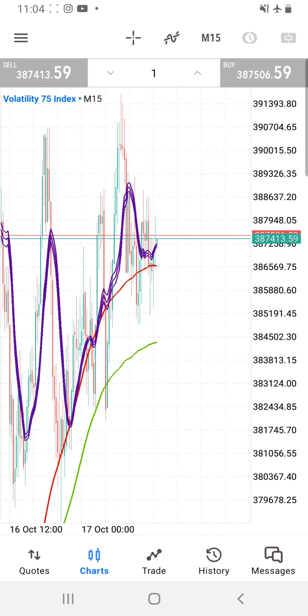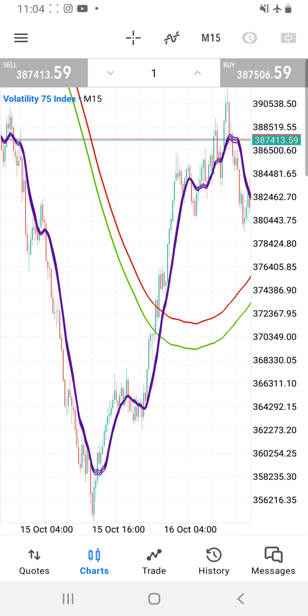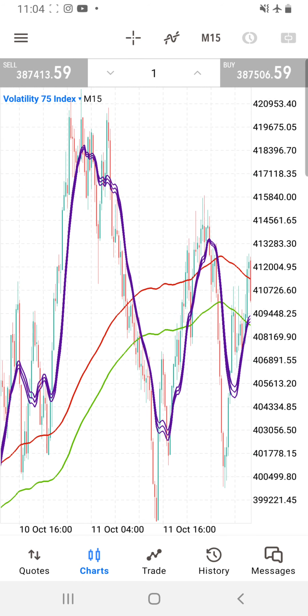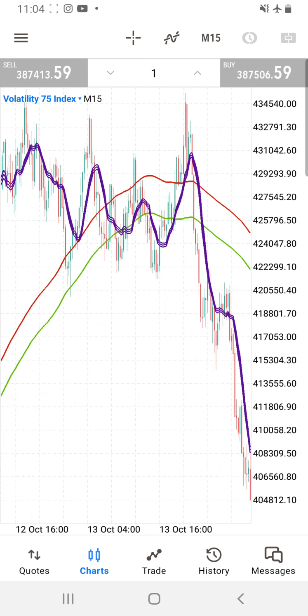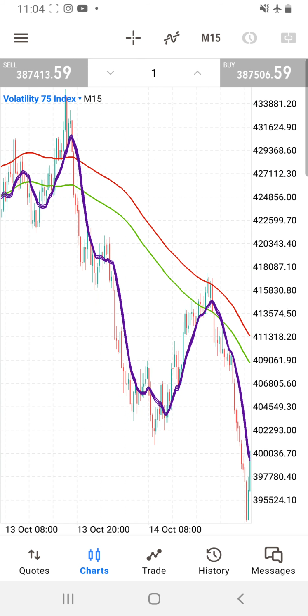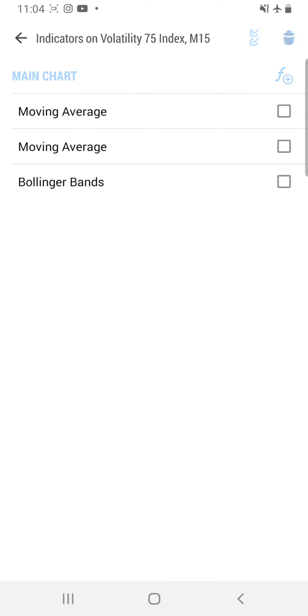Okay, so this is the strategy that we're going to be looking at today. I hope you guys are going to like it. You are obviously going to have the step-by-step process of installing the strategy as usual. So what I'll do right now is I'll remove all the indicators that you see on the screen.